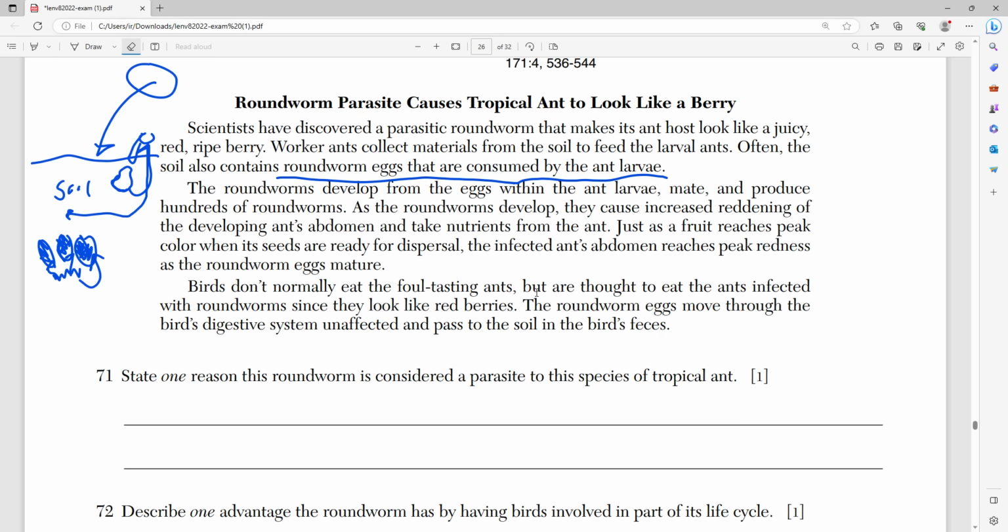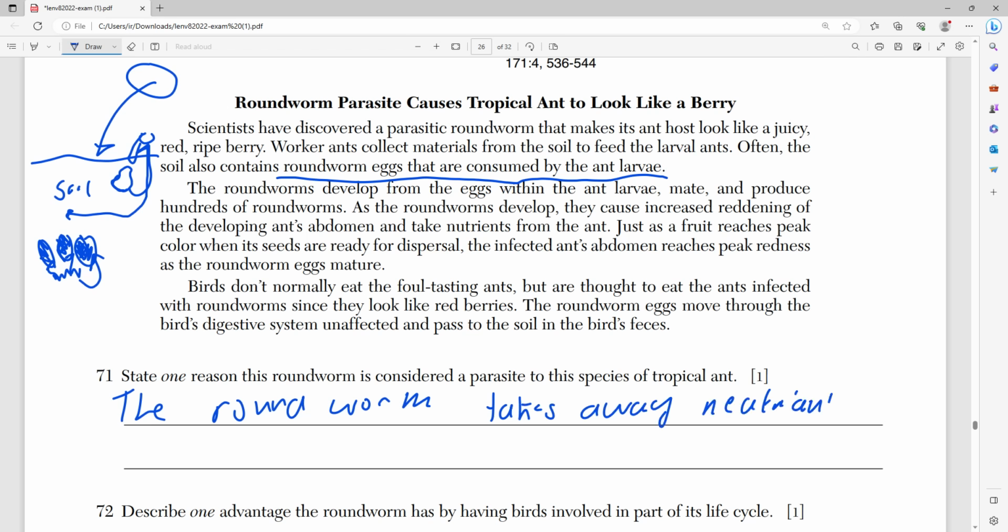And it can repeat the process. So we're asked to state one reason why the roundworm is considered a parasite of this tropical ant. Well, what's a parasitic relationship? A parasitic relationship is where one benefits and the other is harmed. So let's just describe this: the roundworm takes away nutrients from the ant as it develops. That's a parasitic relationship.